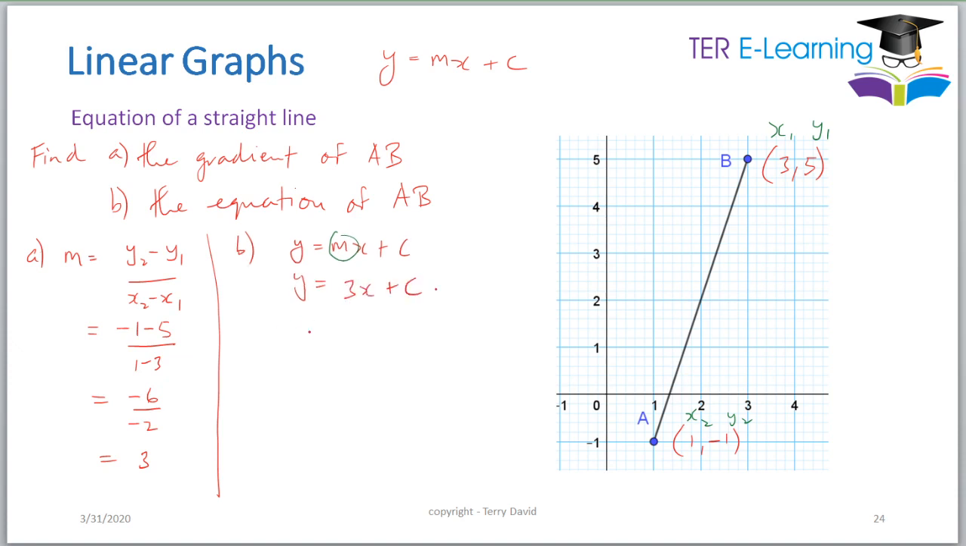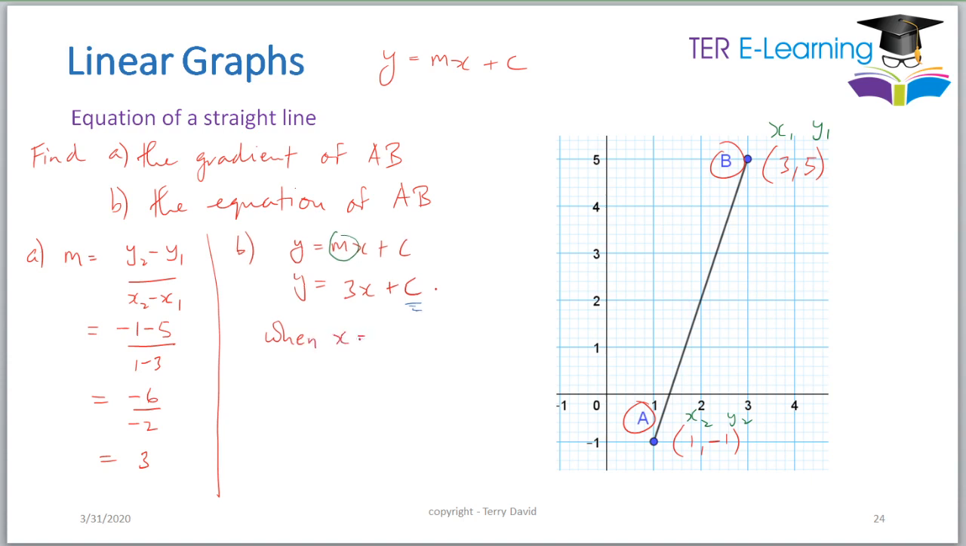So we're almost there already. All we need to do now is figure out what this c is. In order to figure out that c, I have an option here. I can use the point A to do that, or I can use the point B. Now, I'm going to use the point B because I don't have any negative numbers there to make my life easier.